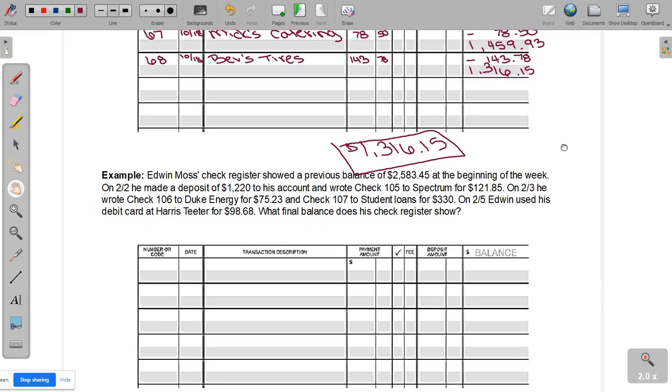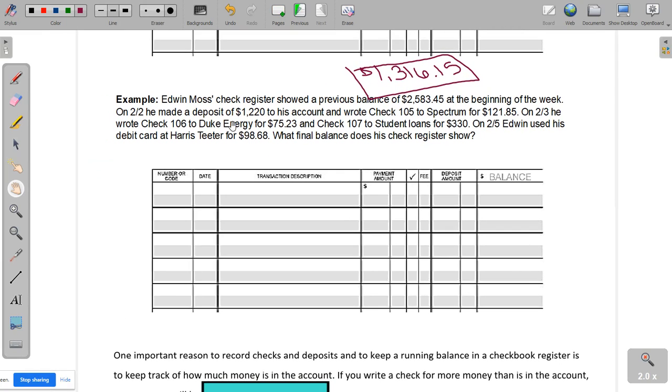Okay, let's look at the next example. Edwin Moss's check register showed a previous balance of $2,583.45. So let's write that $2,583.45 at the beginning of the week. On 2/2, he made a deposit. So let's write deposit of $1,220.